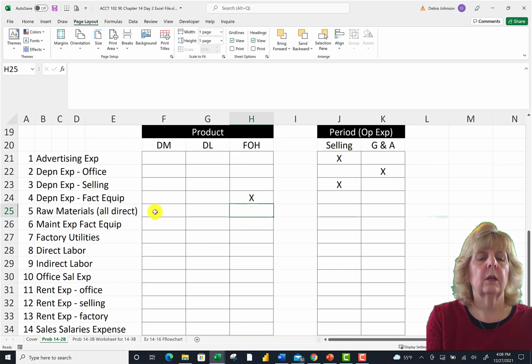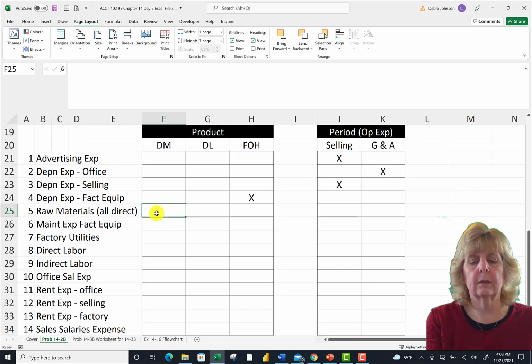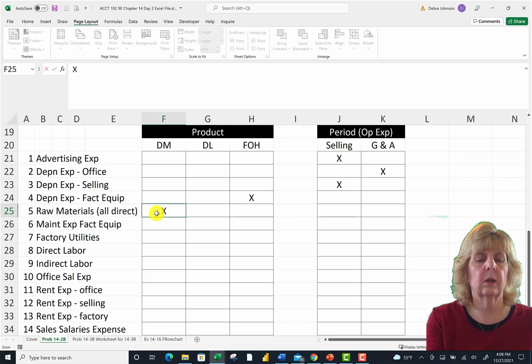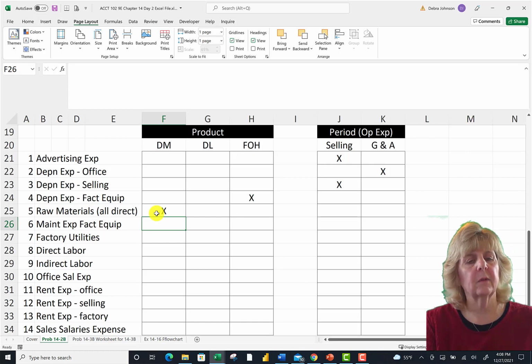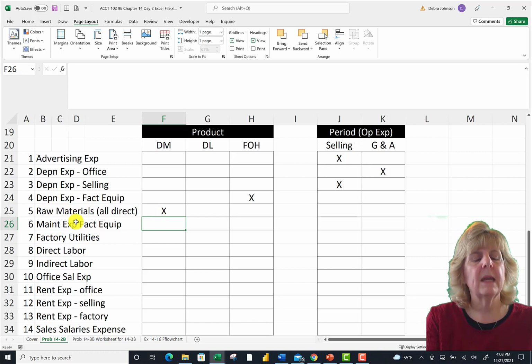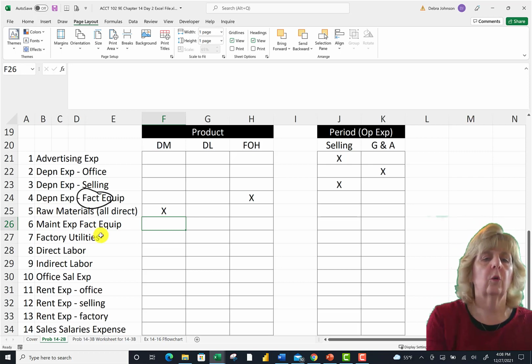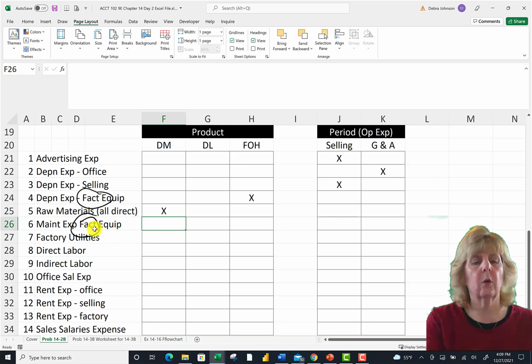Okay, raw materials, they mentioned that they were all direct, goes into the direct materials classification. When we use our T accounts, we'll increase our asset account called raw materials, but for classification purposes, it is a direct materials cost. Maintenance costs, there's a key word on the factory equipment. Circled the wrong one, here we go. On the factory equipment, anything related to the factory is a product cost.